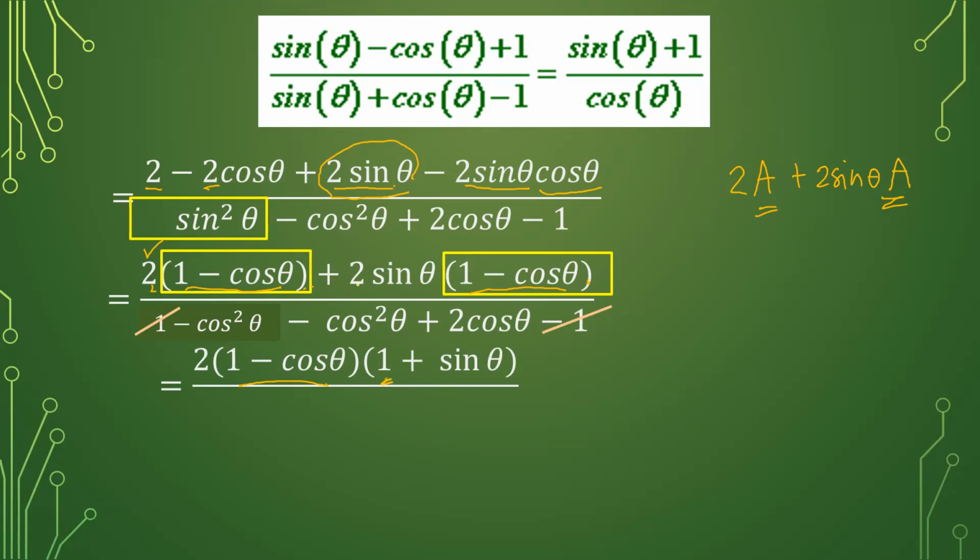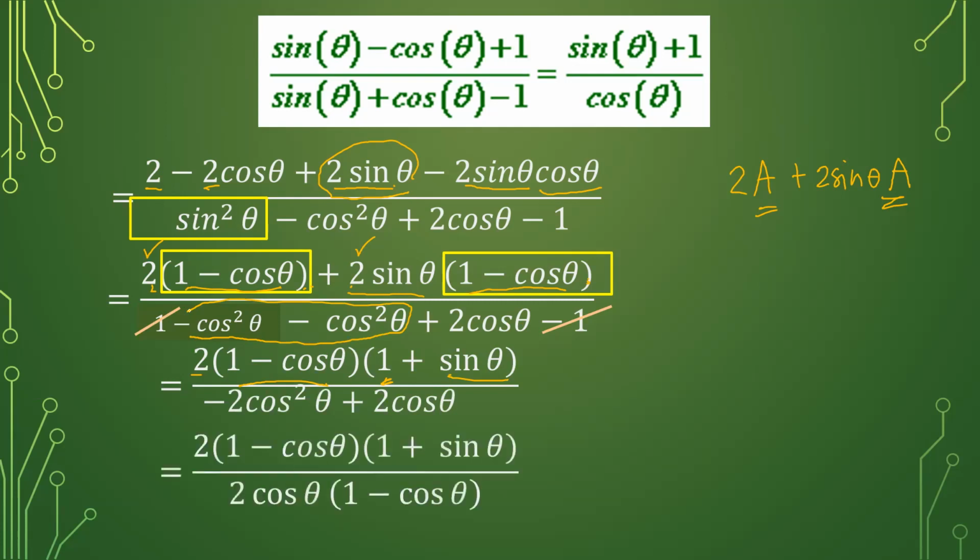Dito ang matitira na lang na factors, yung 1. Tapos sa second naman, ang matitira, yung 2 sine theta. Ay, yung sine theta na lang kasi nilabas mo rin pala yung 2, no? Ayun siya. So, sine theta na lang. Okay? Now, for the denominator, kinancel na natin yung 1. Tapos, pwede natin i-combine tong dalawang to. Diba? That becomes negative 2 cosine squared theta plus 2 cosine theta. Tapos pwede nating i-factor yung 1 minus cosine theta para kapareho nung nasa numerator.